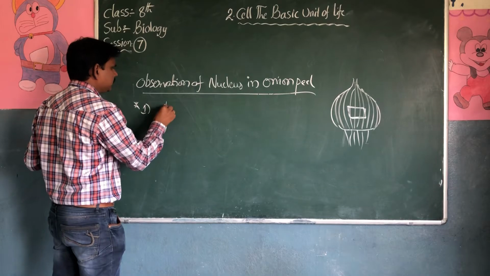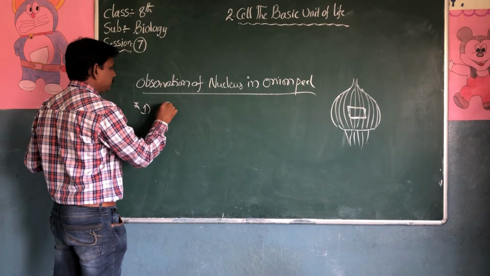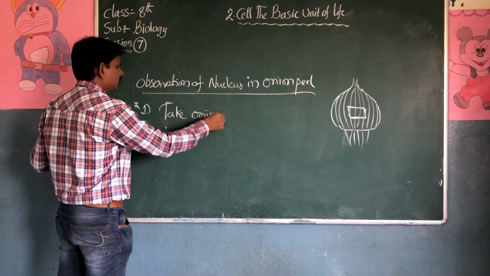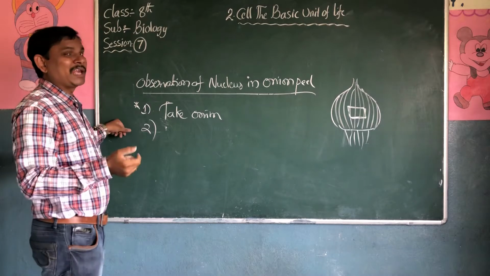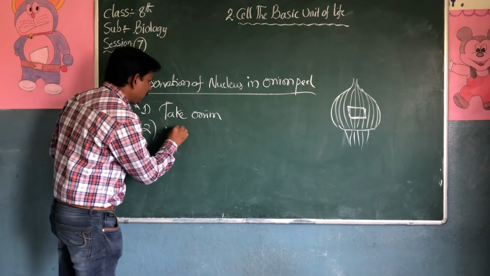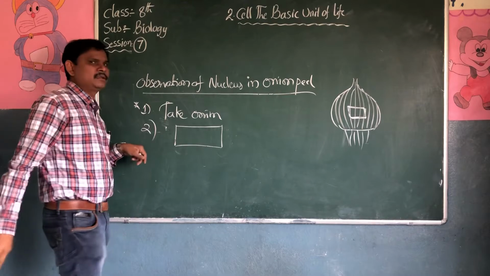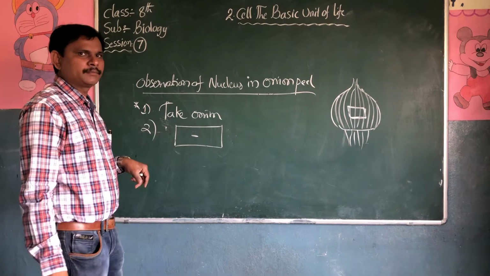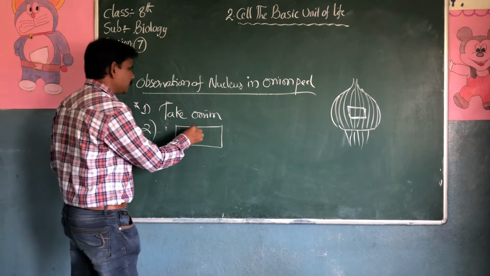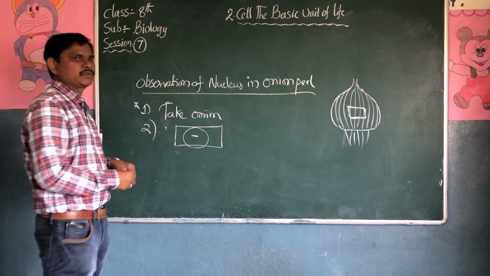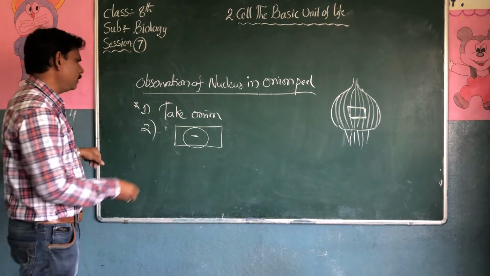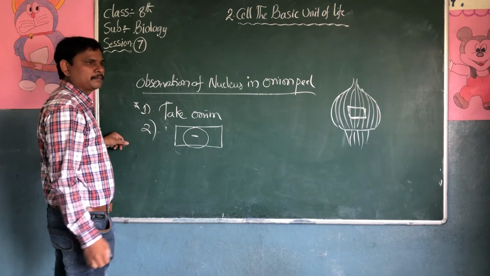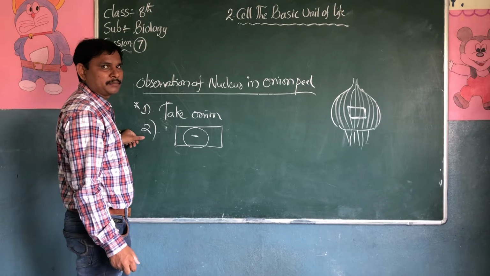Take a small slice of onion and place it on a slide. Cover with a cover slip and observe under the microscope. Also you can add glycerin. We should apply blotting paper to observe the water present in the material.